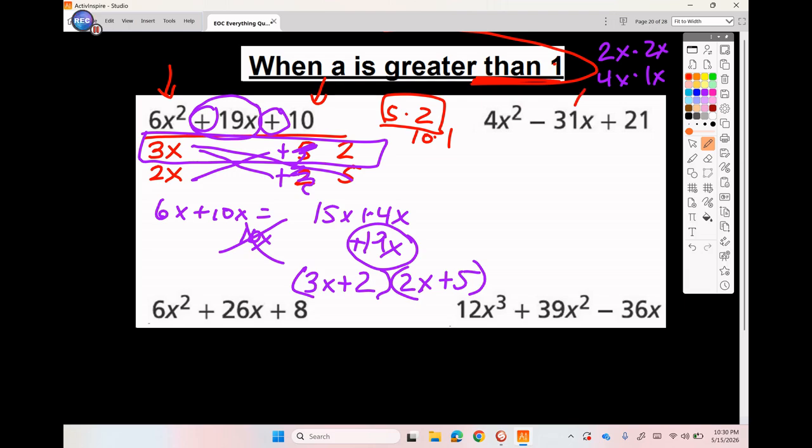The number in the middle is 31. If you have 2x and 2x as factors, you must get two even numbers. And two even numbers together have to be even when you subtract or add them.